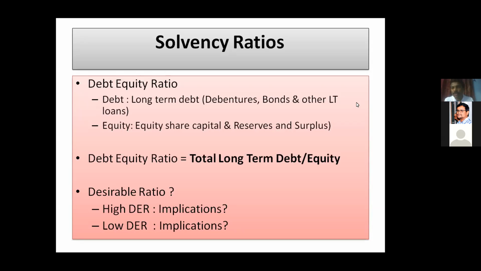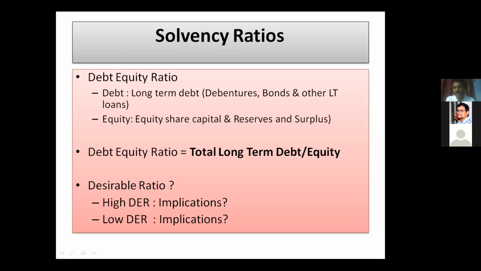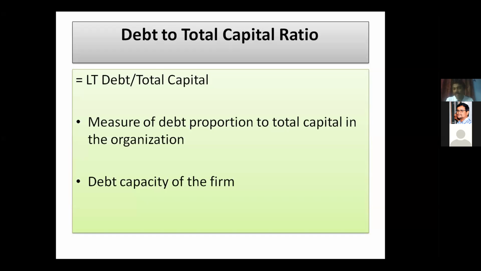So they help us do risk assessment. Based on a risk appetite, we should have the debt equity ratio for the company. So that is about debt equity ratio, which is a very important tool to measure the solvency ratios. Other than debt equity ratio, there is also the debt to total capital ratio. The formula is total debt upon total capital. This is a measure of the debt proportion to the total capital in the organizations. In debt equity ratio, we compare only debt and equity.